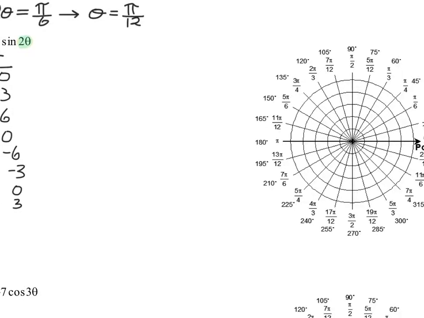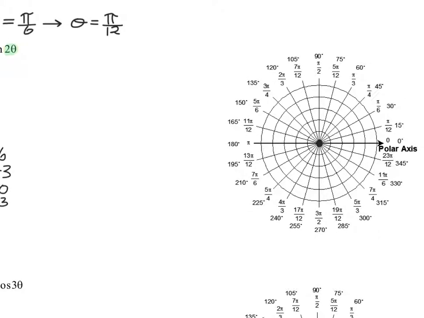All right, so now I want to plot. All right, so 0, 0 is nice. 0 units in the direction of angle 0. 3 units in the direction of pi over 12. Six units in the direction of pi over 4. 0 in the direction of pi over 2, so that's nothing. It's still at the pole. Negative 6 in the direction of 3 pi over 4.